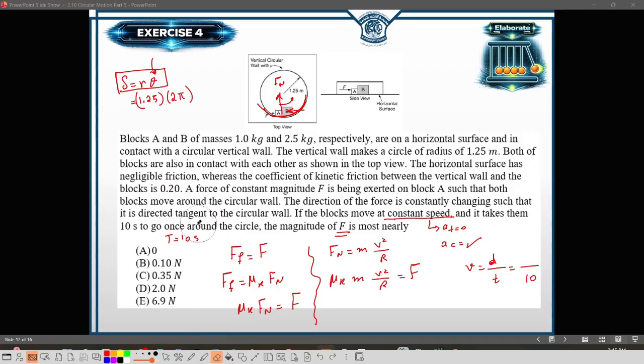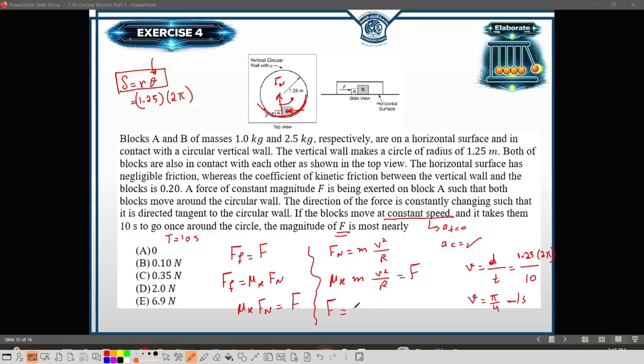So the distance traveled here in this case is, let me find out. So let's substitute this here. So 1.25 multiplied by 2 pi is the distance traveled. Now, if we divide this over the time, the speed becomes pi over 4 meter per second. Now substitute in the equation.